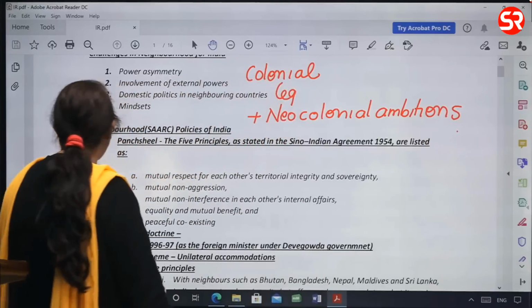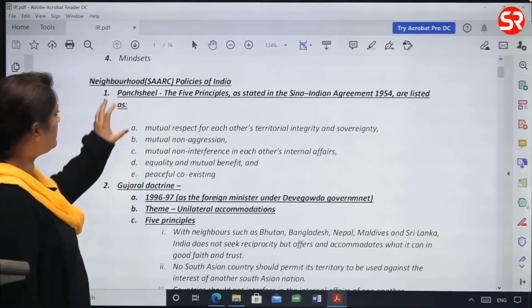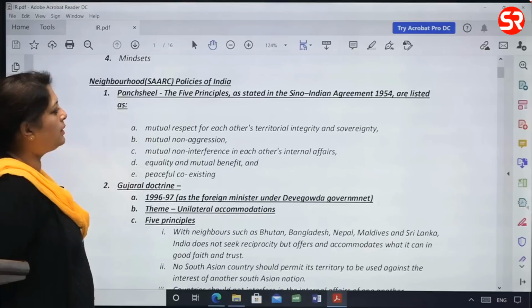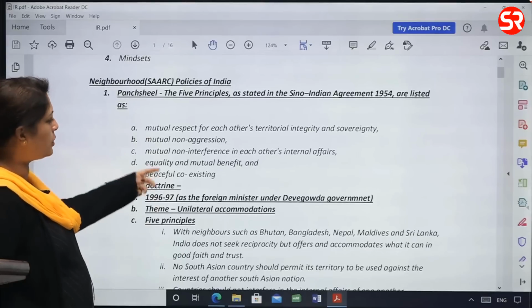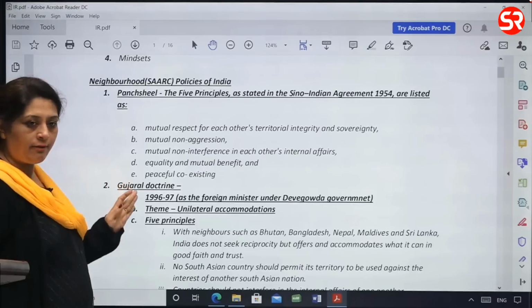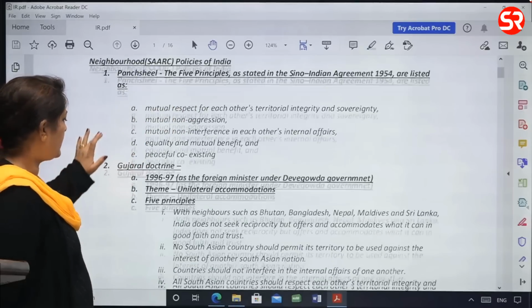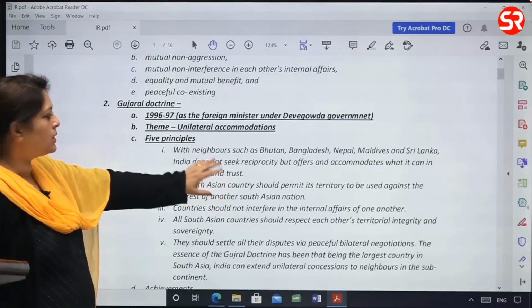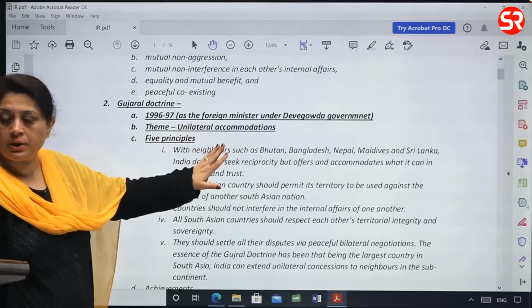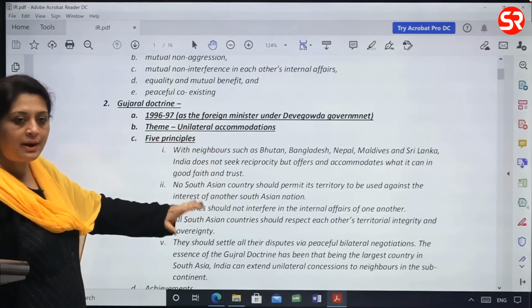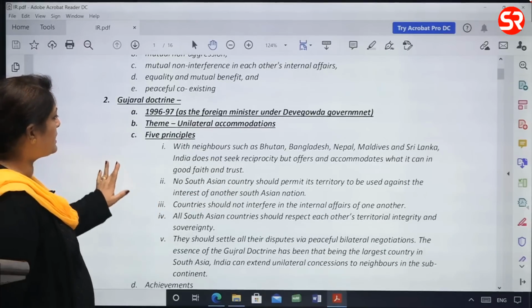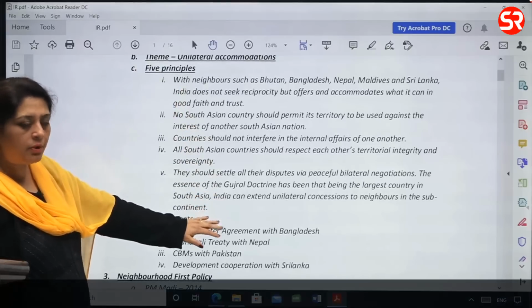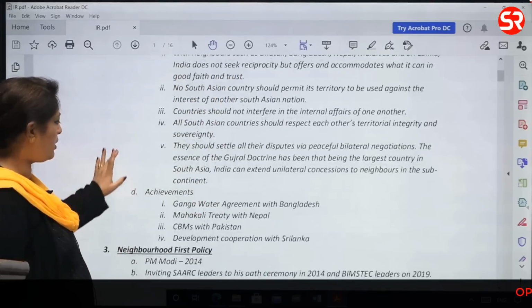Fine. Now, neighborhood means we are talking about SAARC policies of India. First is Panchsheel. For your quick revision, I have given 5 points and the year. Then the Gujral Doctrine. Main theme was unilateral accommodations. The facts are important and they give you leverage when you write them in the answers. The 5 principles are given, but even if you don't remember the 5 principles, remember the non-reciprocity.